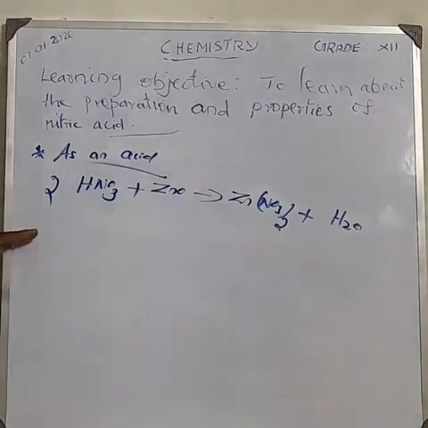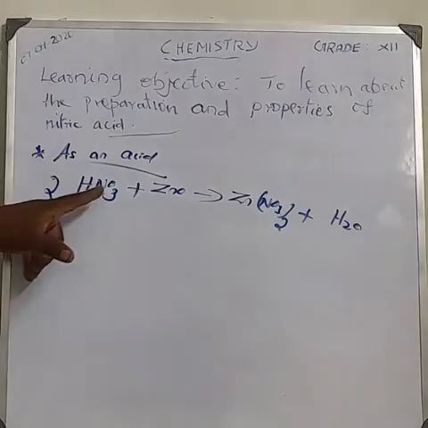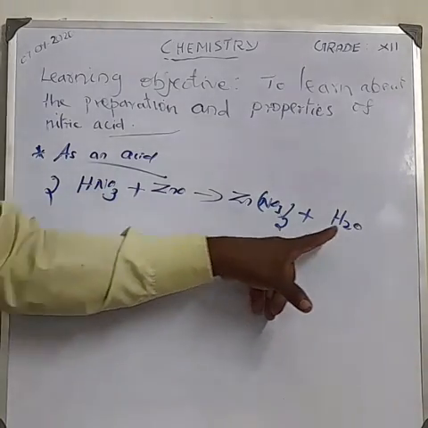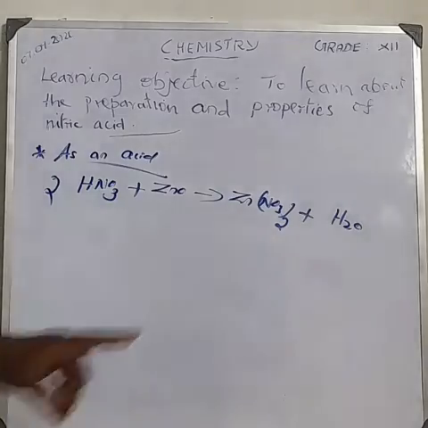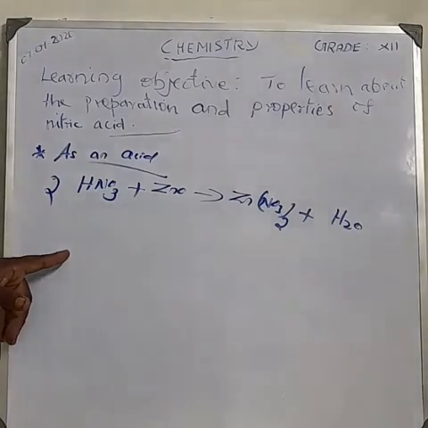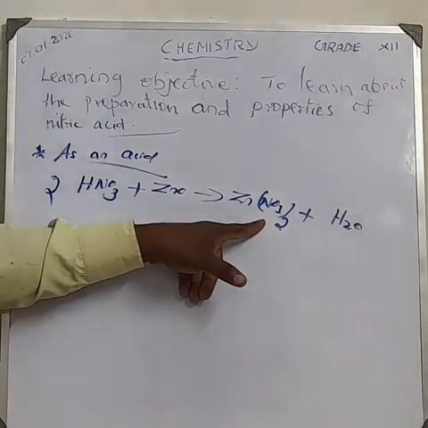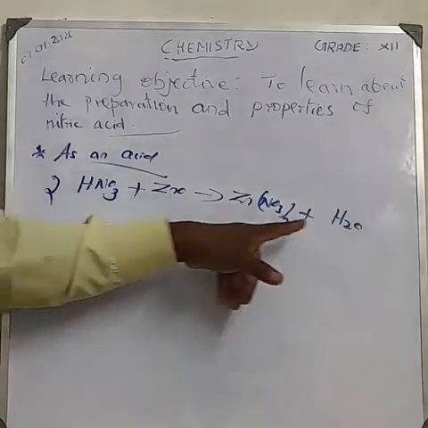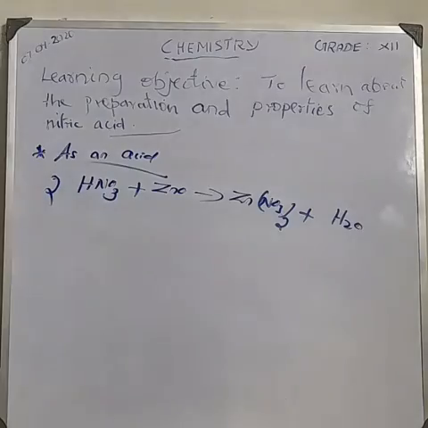Can you write one equation? Don't write all equations. Zinc oxide, nitric acid reacts with the zinc oxide to form zinc nitrate plus water. Zinc nitrate plus water. How can you balance the equation? Nitrate having 2, so make it 2 here. Hydrogen also having 2, oxygen also, now it is balanced. Clear?